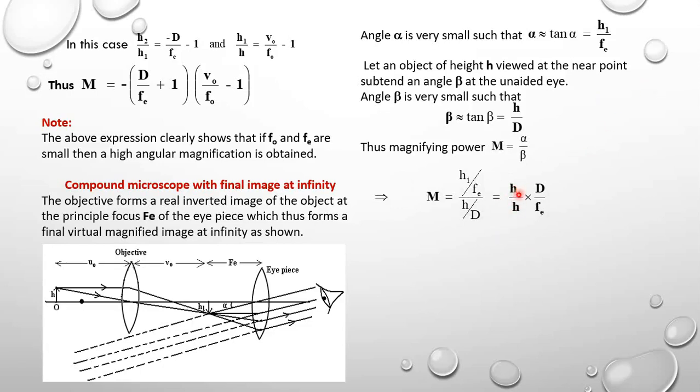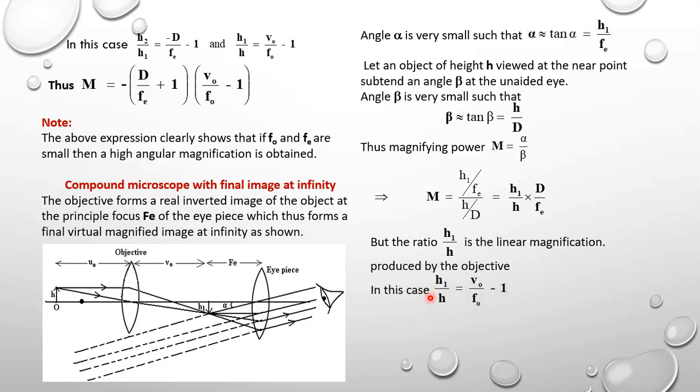But this h1 over h is actually the linear magnification for the objective, the small m, which is given by v naught over f naught minus 1. So if we substitute this here, we shall get the magnification of this compound microscope when the final image is at infinity. That will be the angular magnification or the magnifying power. So just put this here, and then you shall get the m.